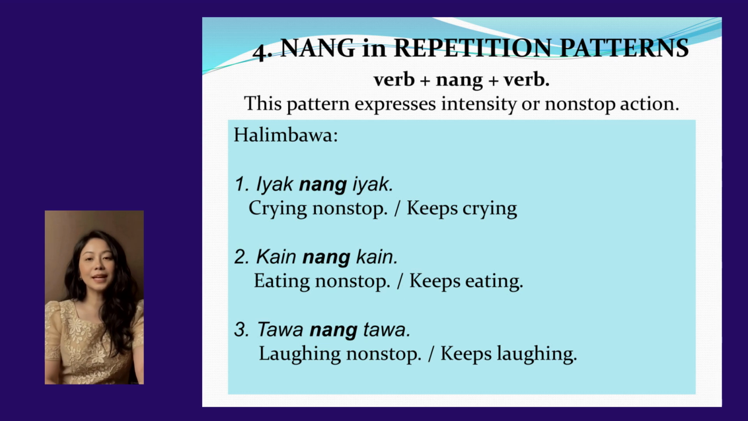Nang in repetition patterns, we will be using verb plus nang plus verb. This pattern expresses intensity or non-stop action. For our examples here, number 1, iyak ng iyak. It means crying non-stop or keeps crying. Number 2, kain ng kain. It means eating non-stop or keeps eating. Number 3, tawa ng tawa. It means laughing non-stop or keeps laughing.